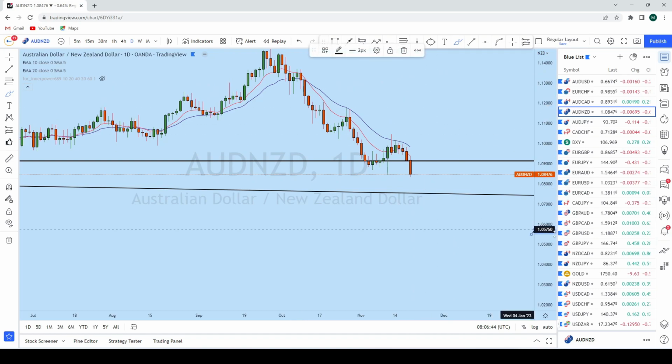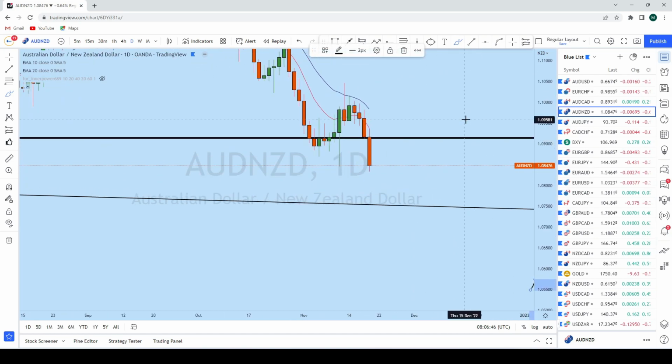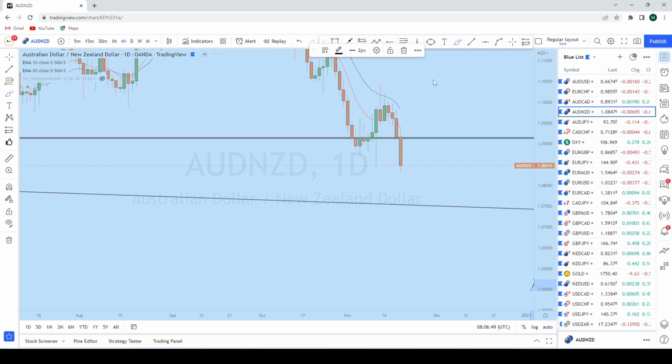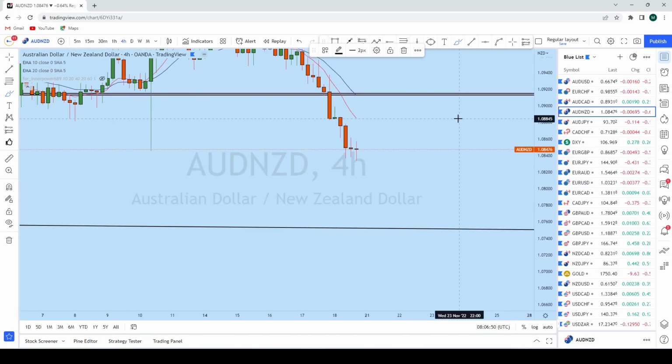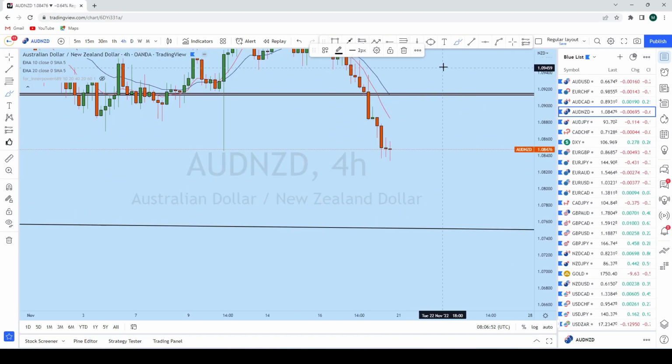So this is a nice looking bearish price action. So where can we expect to trade AUDNZD? If we look at the intraday perspective, what we are expecting on AUDNZD, as you can see, is that a double doji has already been created in the last session of the trading week.